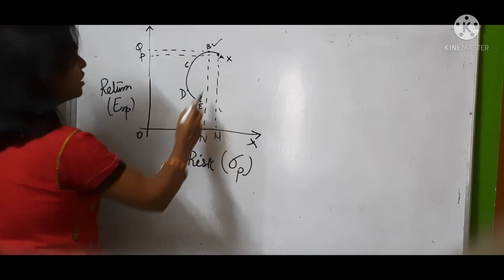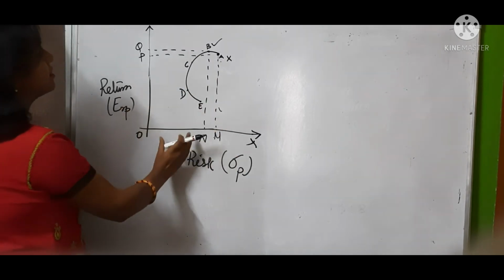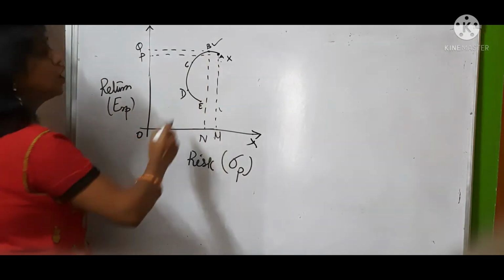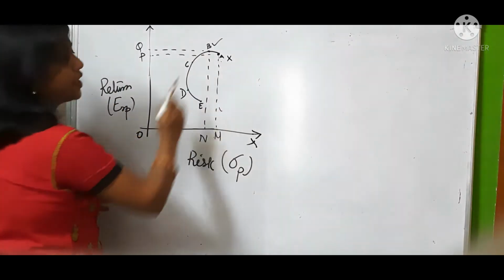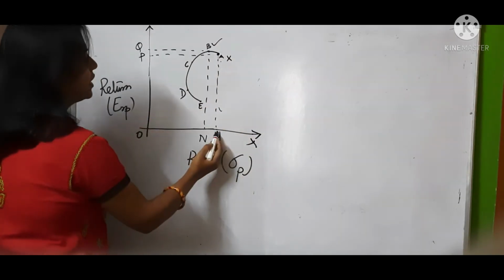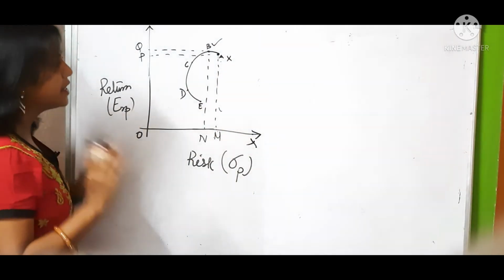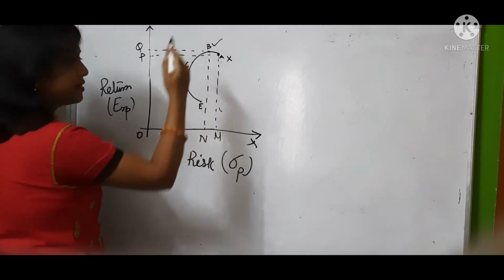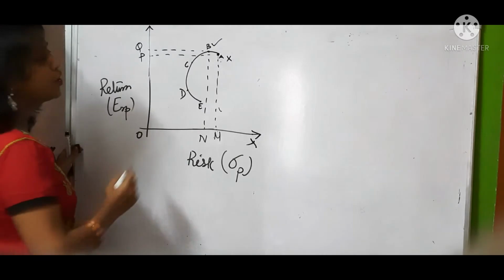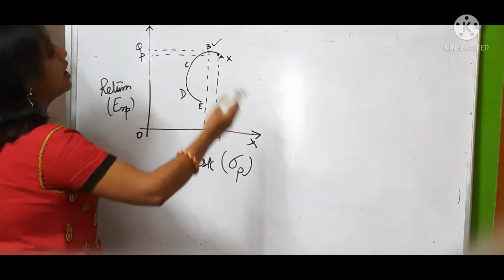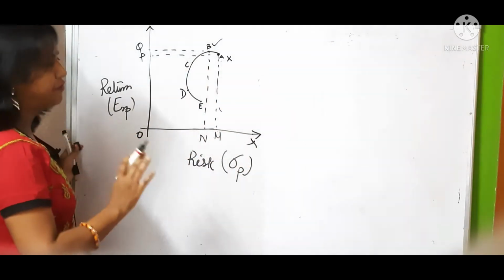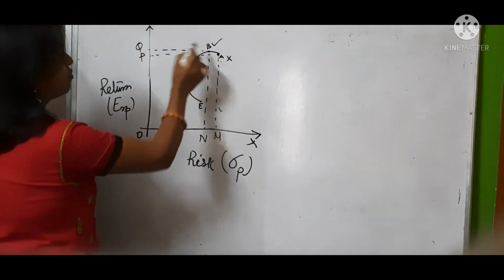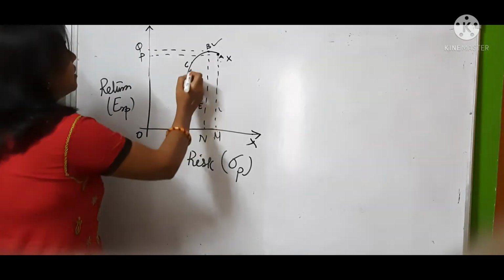Why is A not efficient? Because with more risk, it is giving me lesser return as compared to B, which takes less risk. If A gave me more return with that amount of risk, I would not consider it inefficient. But since A is taking more risk and giving me less return than B, I will say it is inefficient.